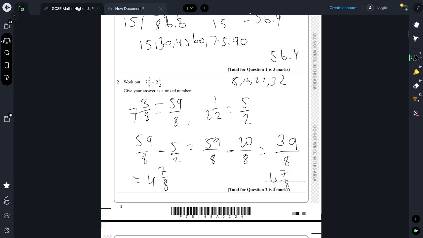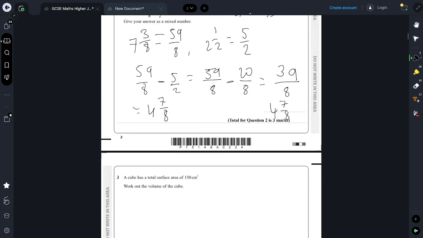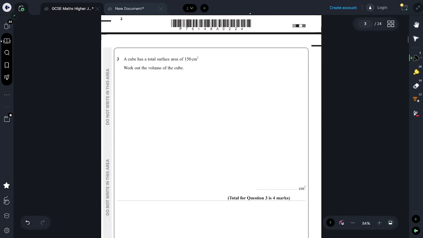I think there are ways you can just do it if you're really, really confident, to leave it in mixed form and subtract. But the safest approach is to convert into improper fractions and subtract like normal. Okay. But yeah, that's how I go about that.